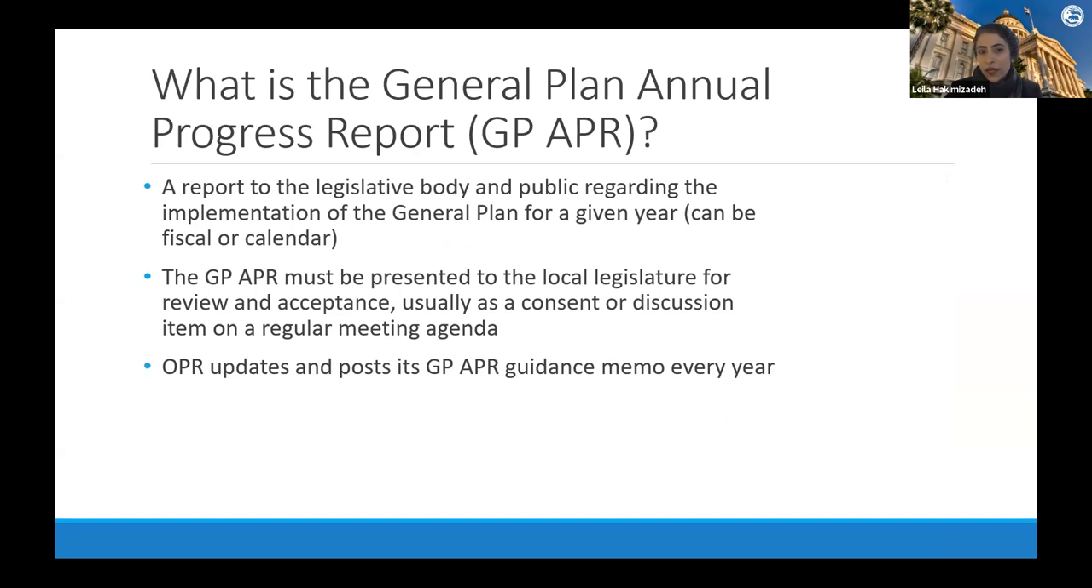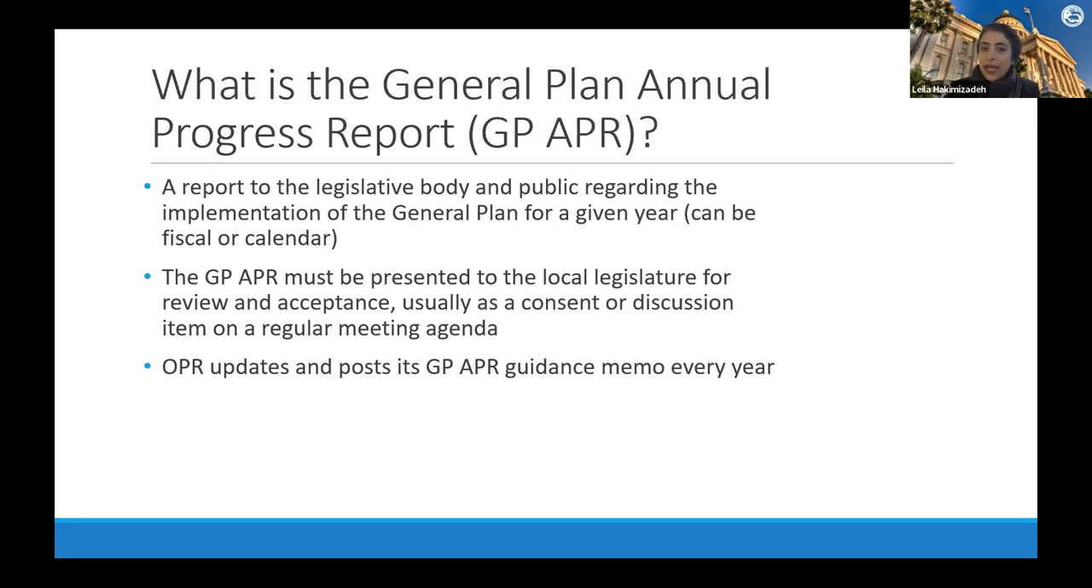All jurisdictions are required to provide OPR and the Department of Housing, referred to here as HCD, with separate general plan and housing element APRs by April 1st of each year. A general plan APR submitted to OPR should outline the status of the general plan and progress in its implementation for a given year, which can be fiscal or calendar. The general plan APR must be presented to the local legislature for review and acceptance before submitting to OPR.